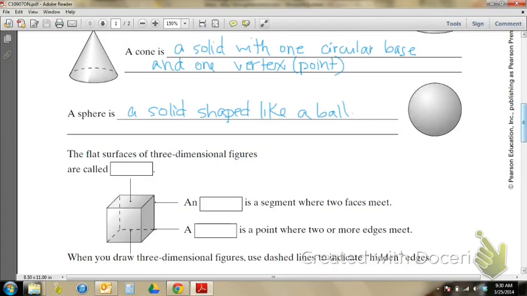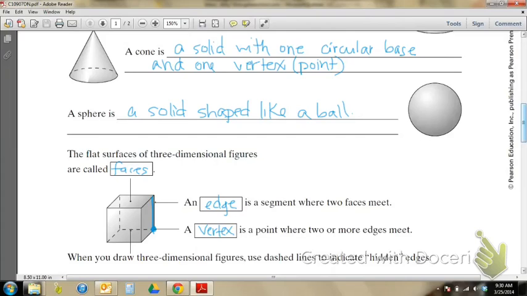Now, all the flat surfaces of three-dimensional figures are called faces. Okay, and an edge, so this is pointing to the line, is a segment where the two faces meet. And the point at the corner is a vertex, where the two edges meet.